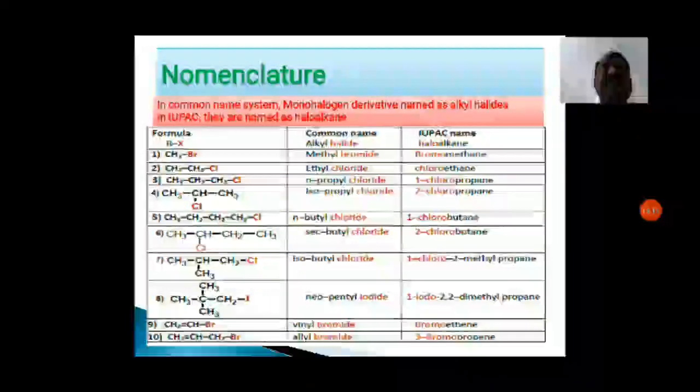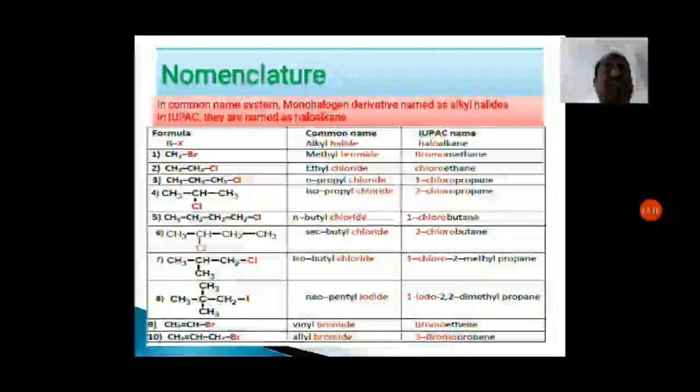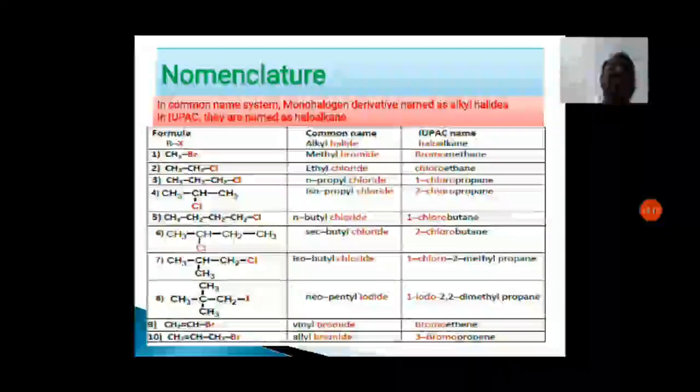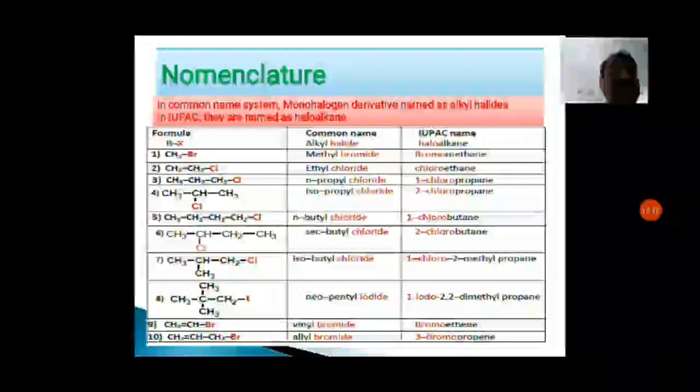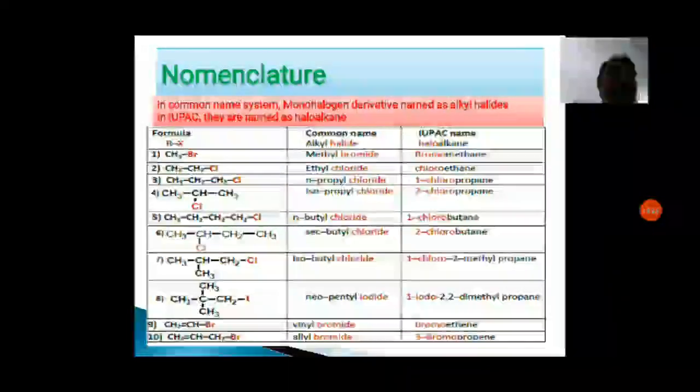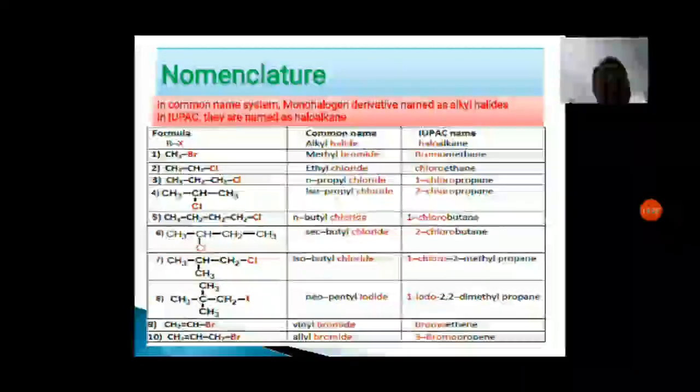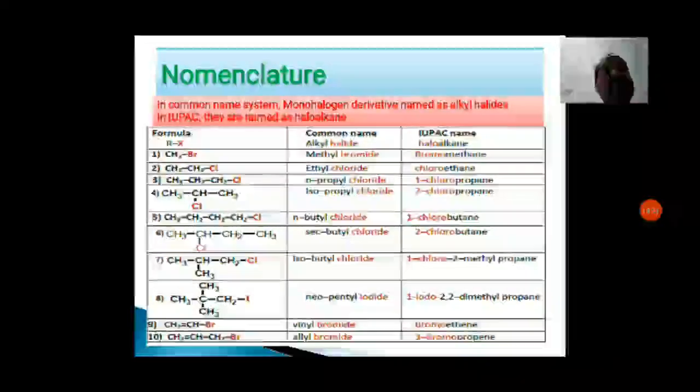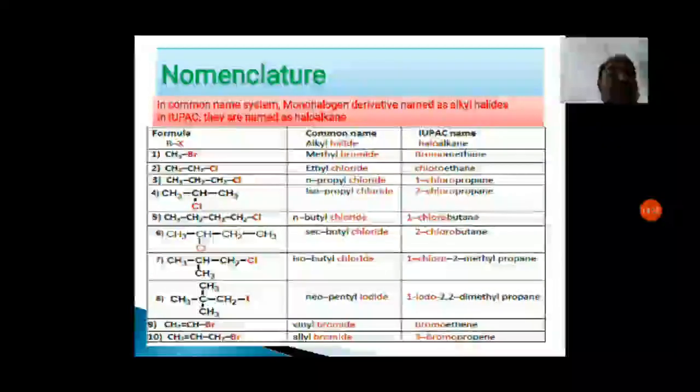Okay, 9. In the 9th example, this group CH2=CH is called the vinyl group. It is attached to the bromine, and therefore its common name will be vinyl bromide. In the IUPAC name we can write halo means bromo, and ethene, so it is bromoethene.